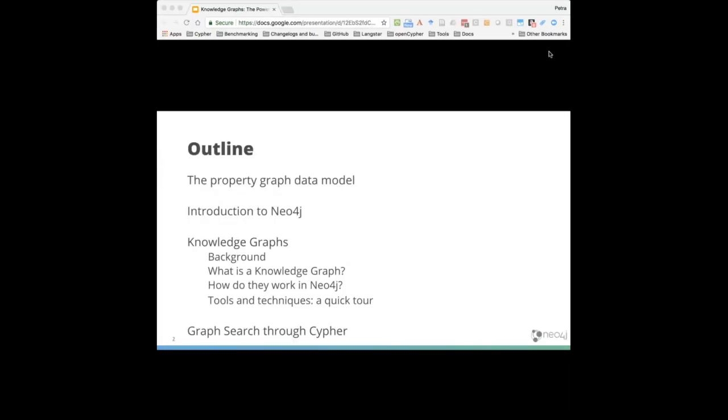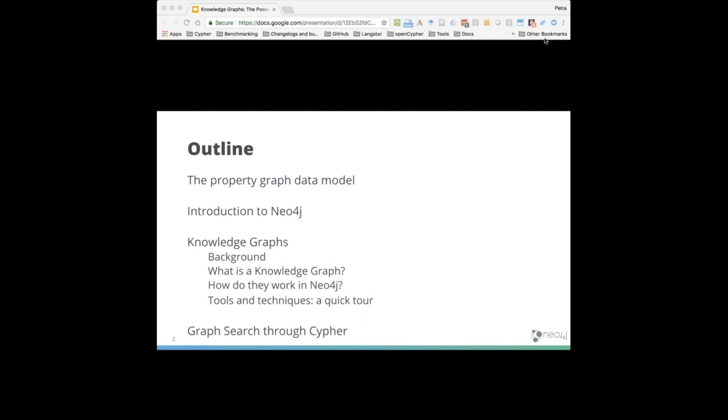So just in front of you now is the outline for this morning's talk, and I'm going to start with the property graph data model. I realize probably most of you are very familiar with this, but because it's very foundational to the rest of the presentation, I'll introduce it briefly for those who are maybe not so familiar with it. I'll then talk a little bit about Neo4j itself, and then we'll dive into the meat of this session, aka knowledge graphs. I'll begin by setting the scene, talking about the background.